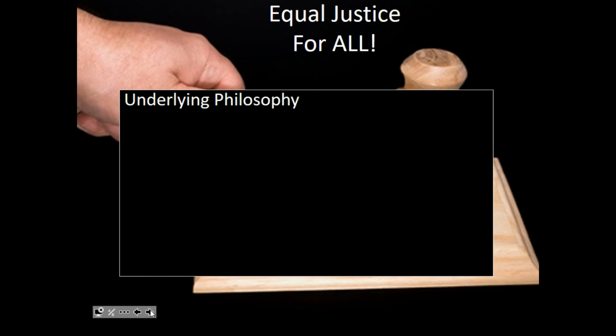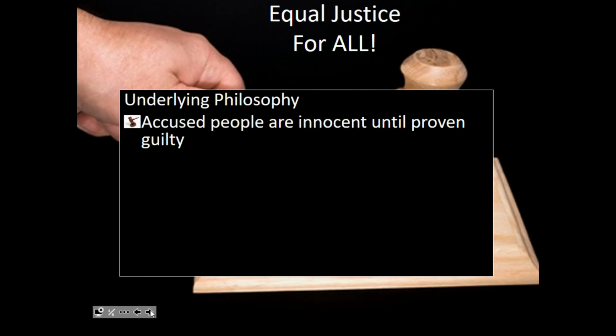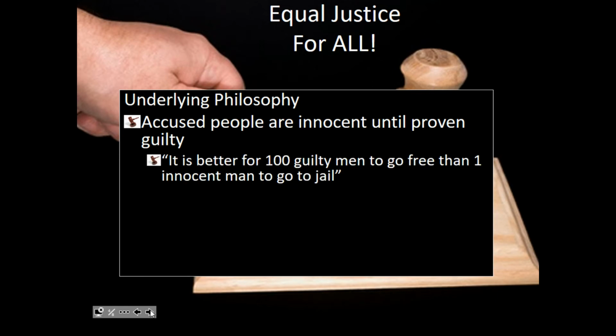All right, and so really, what's the biggest underlying philosophy? How does this work, or what's the purpose of this, and how do these court systems play out? Well, what we end up seeing is, you might have heard this before, accused people are innocent until proven guilty. And so when you walk in that courtroom, when you take a step into that defense bench there, you are not guilty. And they have to prove that you are guilty. Benjamin Franklin once said, "It is better for 100 guilty men to go free than one innocent man to go to jail." And again, the big thing here is that we all have rights.